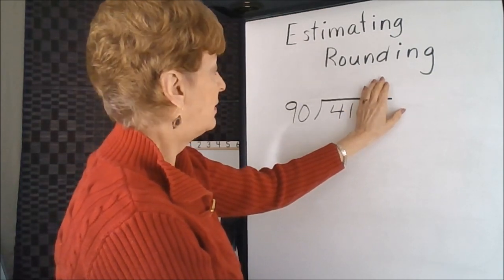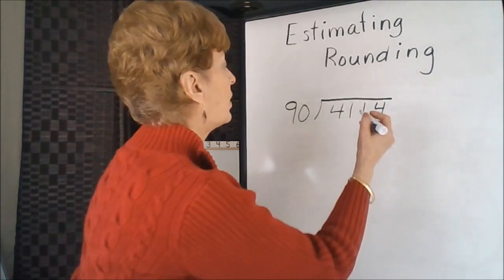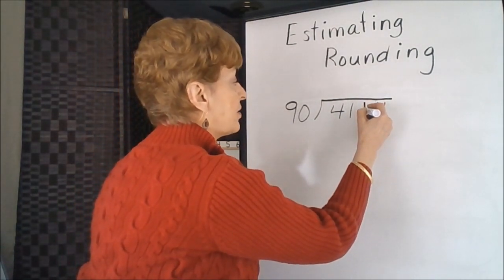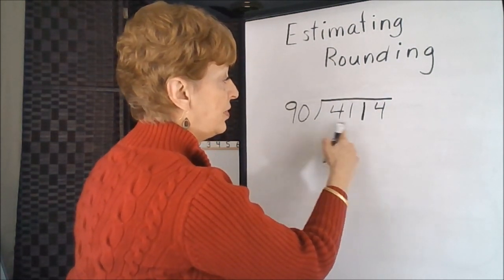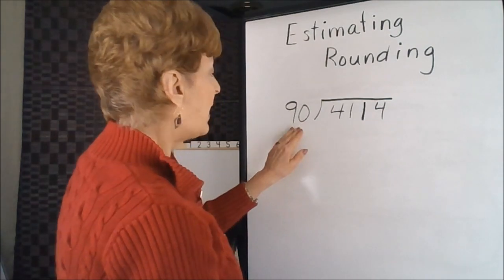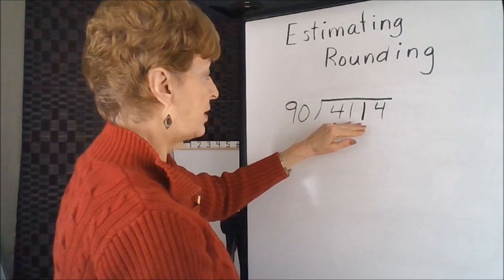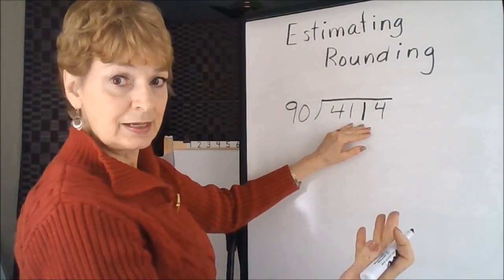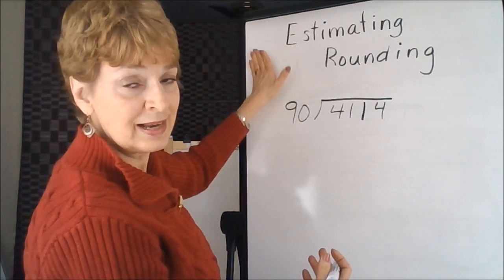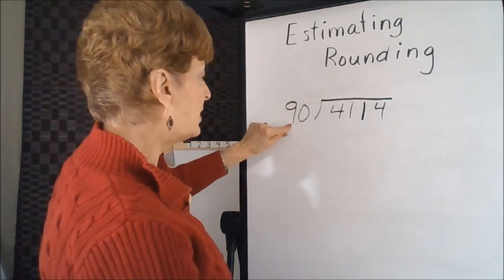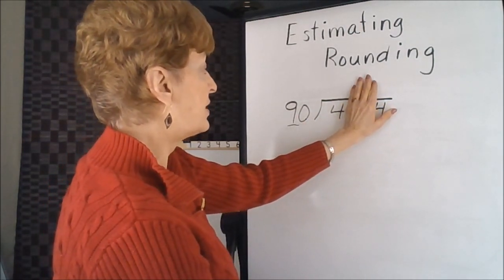4 is not. 41, no. 411, yes, that will work. So the very first answer that I'm going to put up, the partial quotient, is going to be with this much of the number. Now to pick a number that would go into 411 more precisely, but we're still estimating and rounding and kind of guessing at it too, we're just going to take the very first number and consider 9 goes into 4.